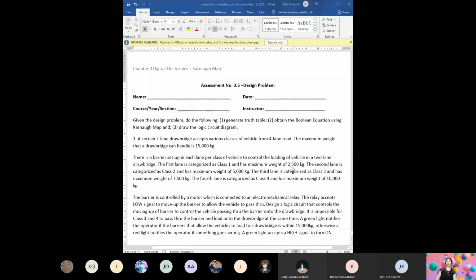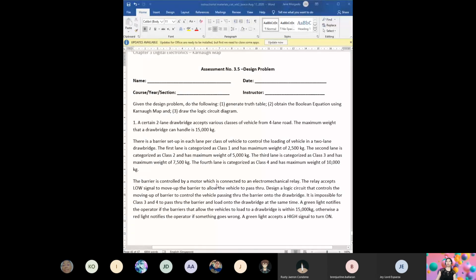Pwede nyo ma-review yung mga session natin sa Yahoo. Okay? Hopefully magkita-kita tayo after nitong COT related, PLC na. PLC, ganito pa rin pero ibang mode naman siya, pero the logic's the same. Microcontrollers, ganito pa rin yun, logic pa rin siya. Ang difference between the logic circuit and microcontrollers, pinoprogram. So magko-code ka naman doon.